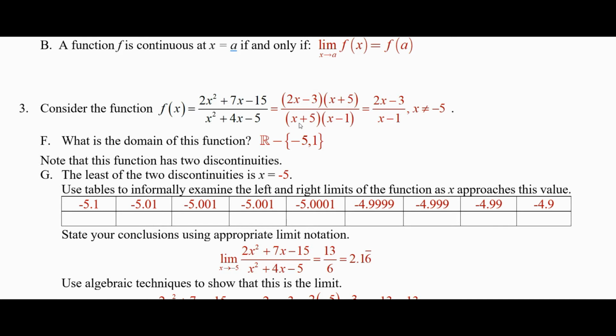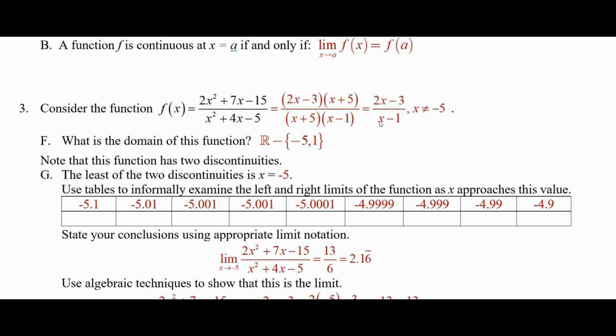Now notice these both have a common factor of x plus 5, so the fundamental property of fractions says as long as that x plus 5 is not 0, we can cancel that out, and it's the same as 2x minus 3 over x minus 1. But we do need to put this restriction that x is not -5, because if x is -5, this thing does exist, but the original over here does not exist. So x equals -5 is not in the domain, and neither is x equals 1.